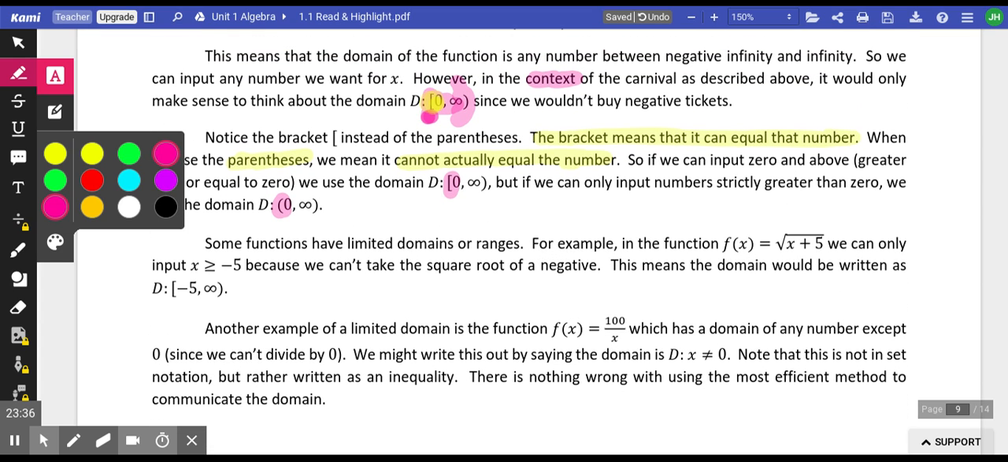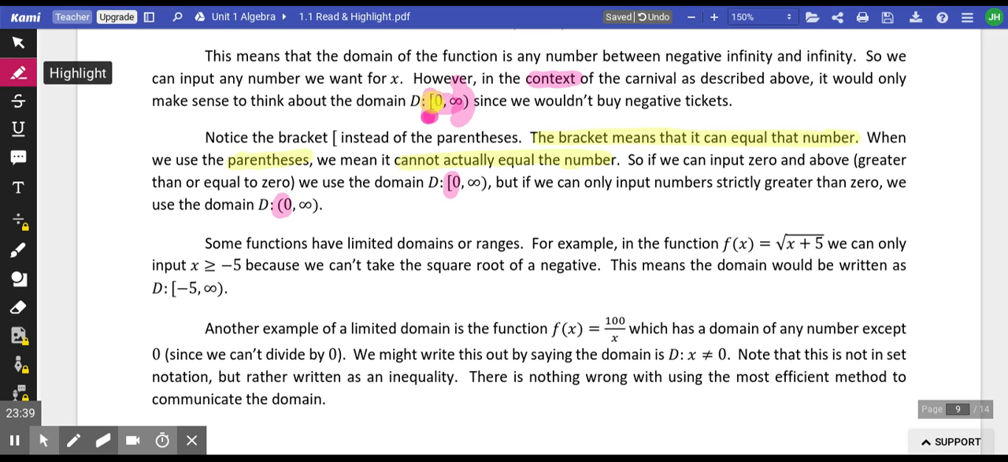Moving on to the next paragraph. Some functions will have limited domains or ranges. What's a range? Well, we haven't told you yet. We'll tell you that in a minute. For example, in the function f of x equals the square root of x plus 5, we can only have input that is greater than or equal to negative 5 because we can't take the square root of a negative number. This means the domain would be written like this. Domain is from negative 5, inclusive because there's a bracket, to infinity.